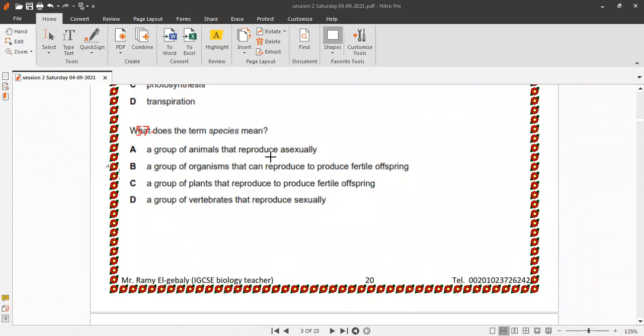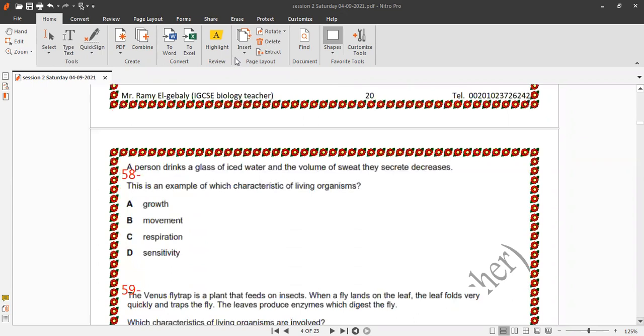What does the term species mean? A group of animals, a group of plants, a group of vertebrates, or a group of organisms? Is it B? Is it specific for animals or plants or vertebrates? No. It's a group of organisms that can reproduce to produce fertile offspring. Okay, thank you.